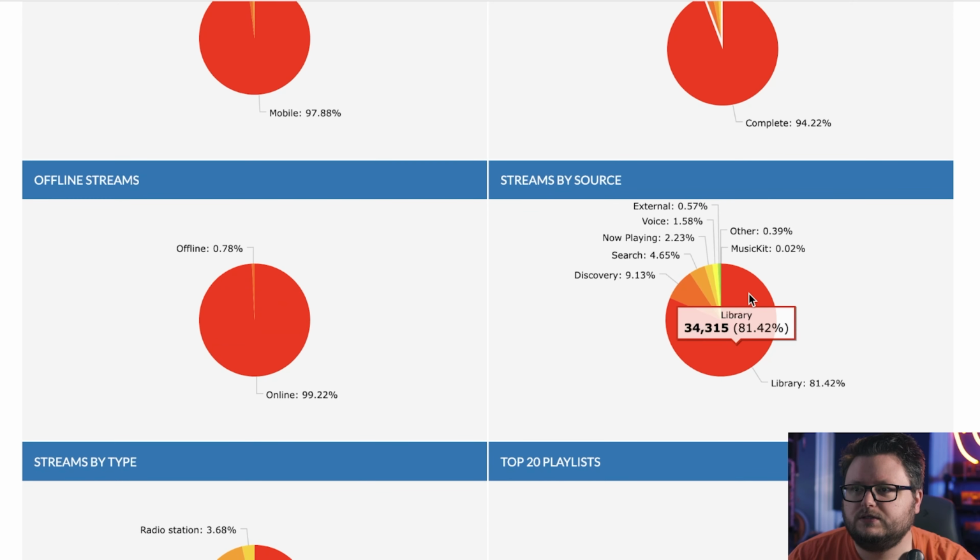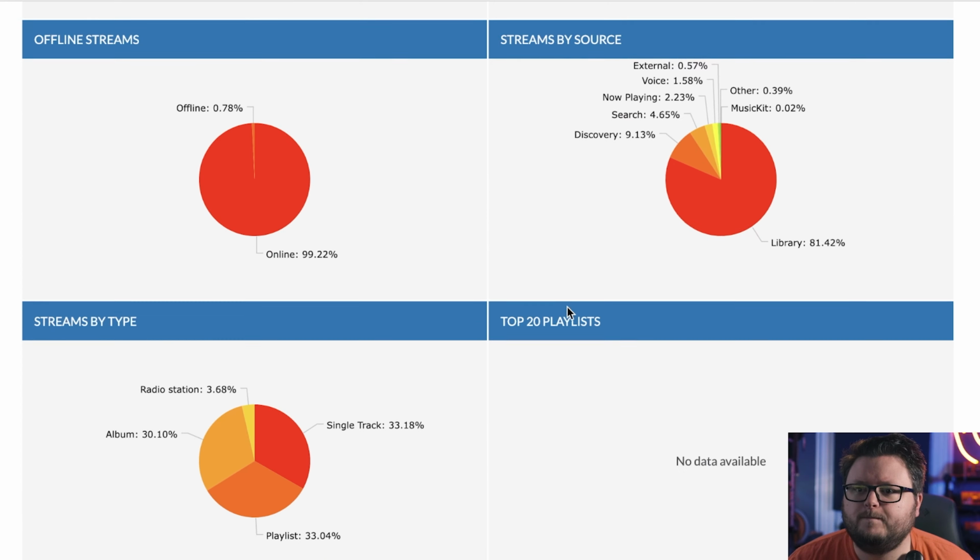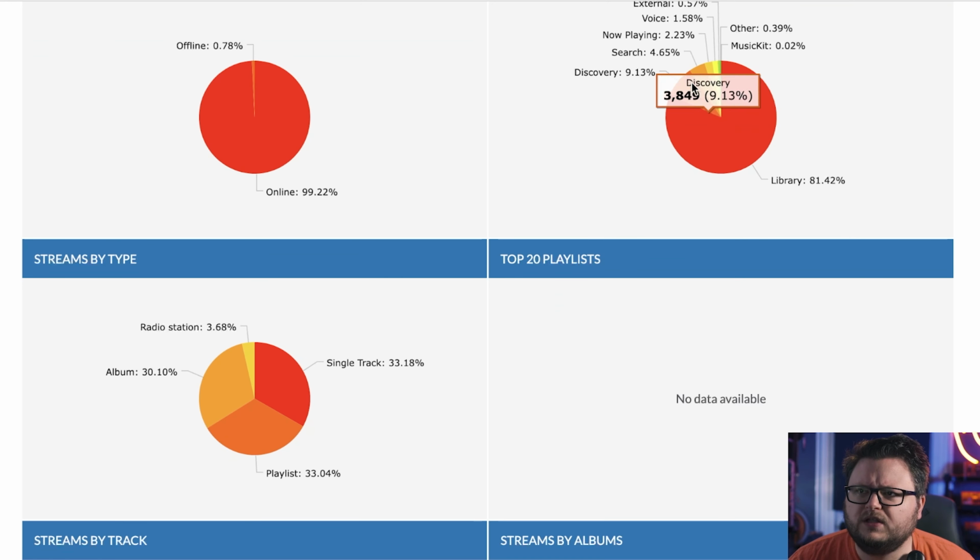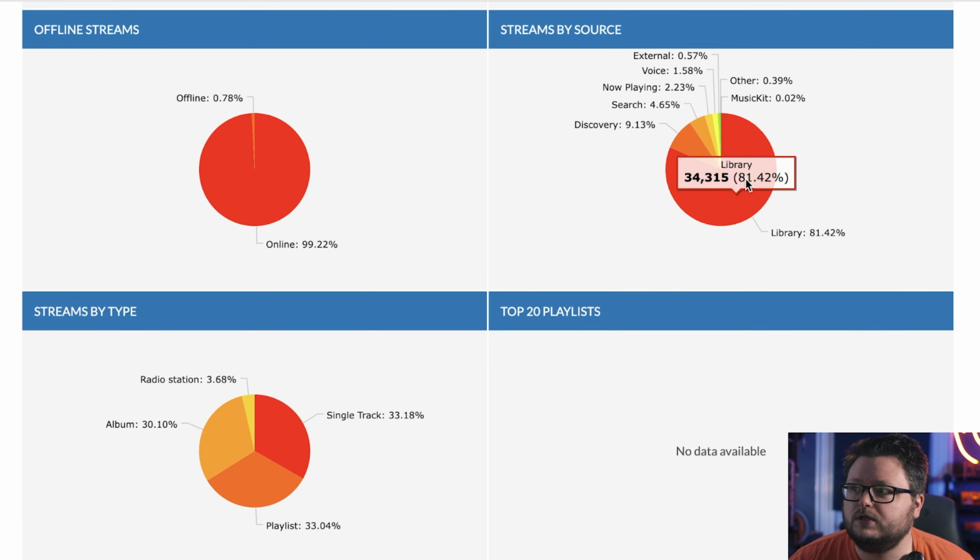Streams by source. And this is a little useful. So there's library, discovery, search, now playing, and voice. So most of the streams are coming from library, which I'm guessing means they're going to the song, adding it to their library, and then listening on their library long term. Could be wrong about that though. Discovery, I feel like, would be from your ads directly. And that lines up with what you would expect with ads. Most of the streams come from recurring listeners as well.